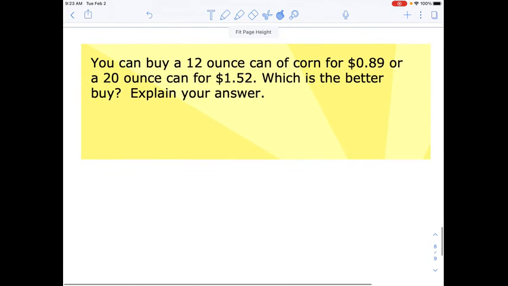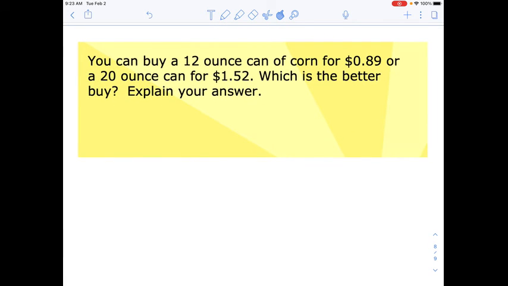The next question says you can buy a 12-ounce can of corn for 89 cents. Or you can buy a 20-ounce can for $1.52. Which is the better buy? Explain your answer. So when we compare here, let's get these to both be unit rates and figure out how much each can is for 1 ounce. So we always put money on top. So we'll do 89 cents over 12 ounces.